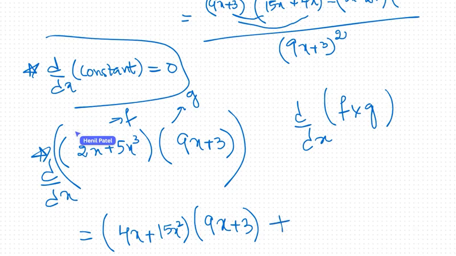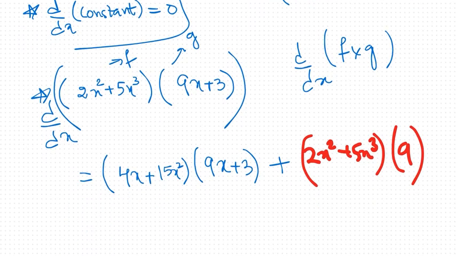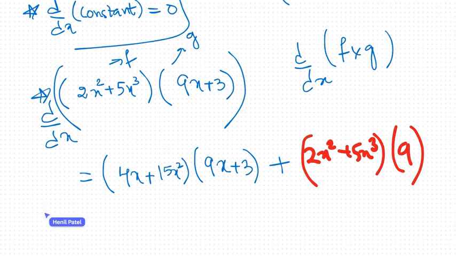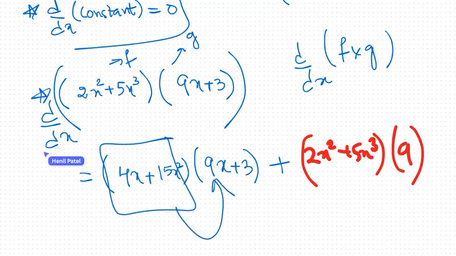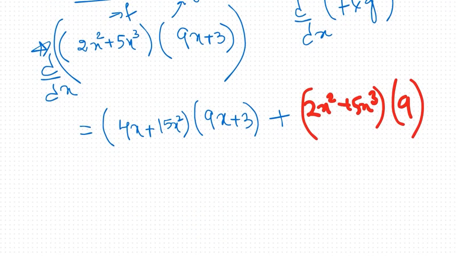Plus, the multiplication rule: then 2x square plus 5x cube, and in the other bracket 9 plus 0. So we can do it like this. Multiplications, so that is the way. If you are doing one derivative, do not disturb the other. That's it. So that's about algebra.